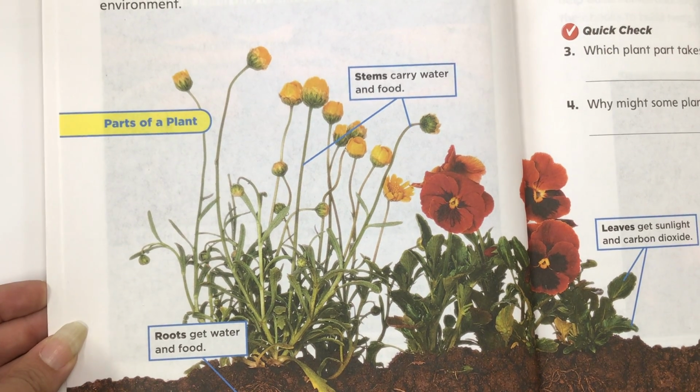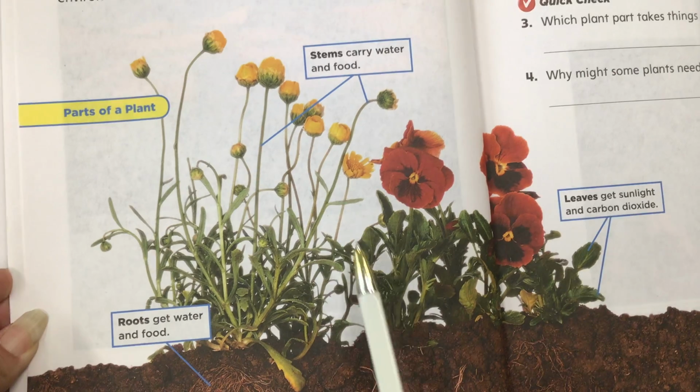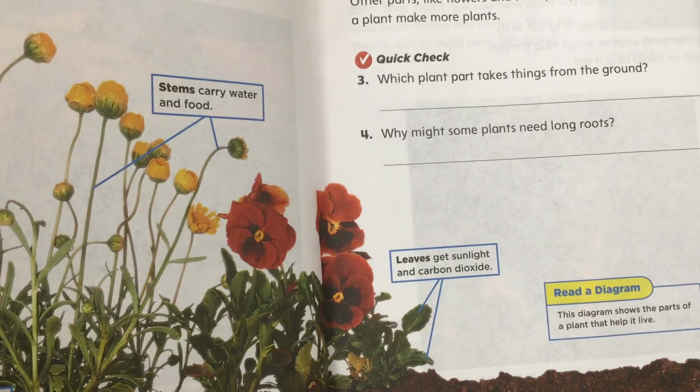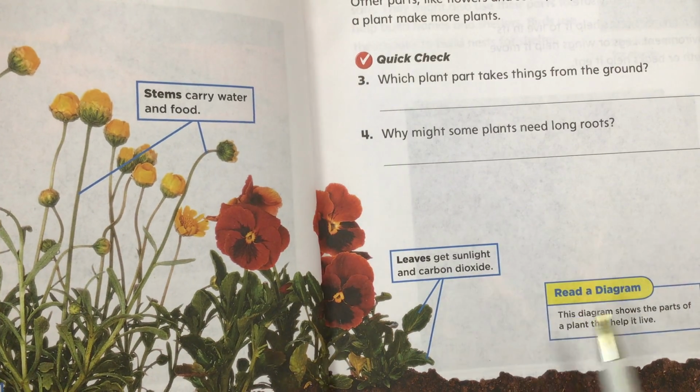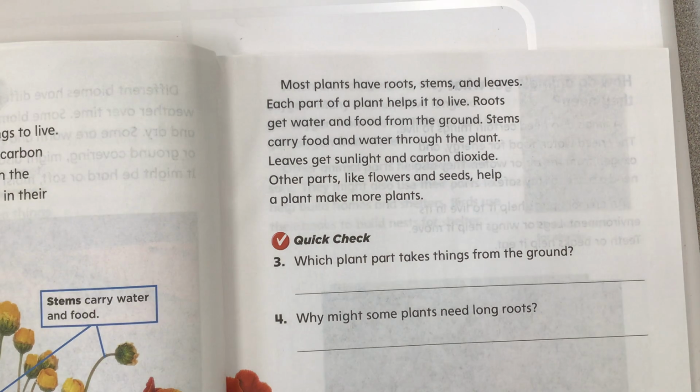Parts of a plant. Roots get water and food. And that points down to the root. Stems carry water and food. And here, leaves get sunlight and carbon dioxide. Most plants have roots, stems, and leaves. Each part of a plant helps it to live.